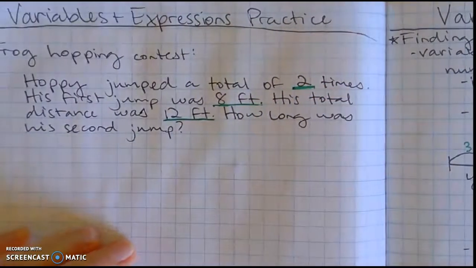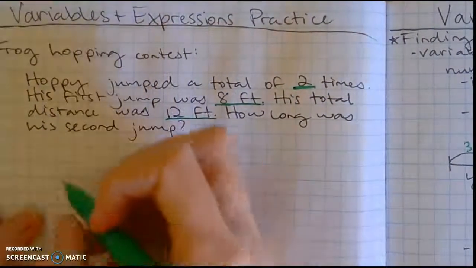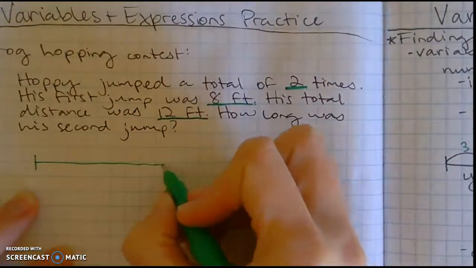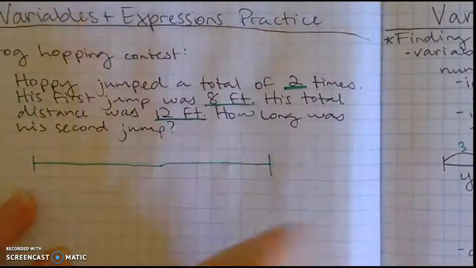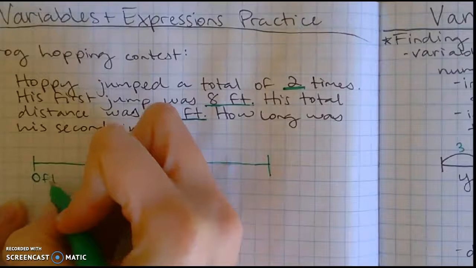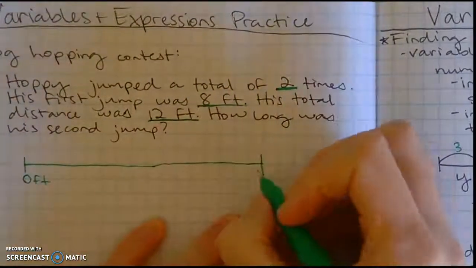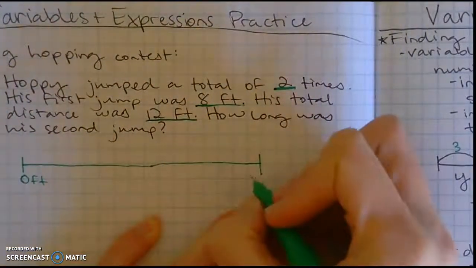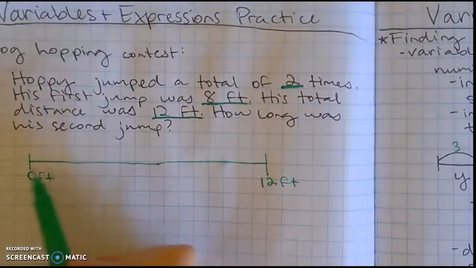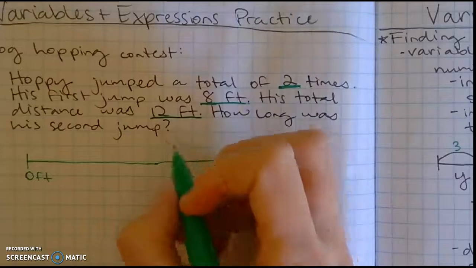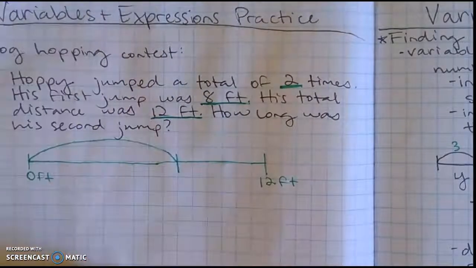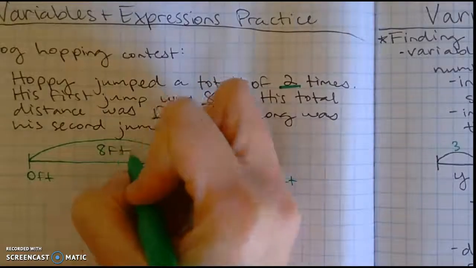So the first thing I would do is I would set up an example of what his jump looked like. So I'm going to just start that line because I know he jumped quite a ways. And I know that he started at 0, right? And I probably should have done that over there, but we're going to do it now. And I know that his total distance was 12 feet. Okay, so I can just kind of put a mark and say, well, I know that his first jump was 8 feet. I'm not actually counting squares, I'm just kind of placing it. So I know that this jump was 8 feet.